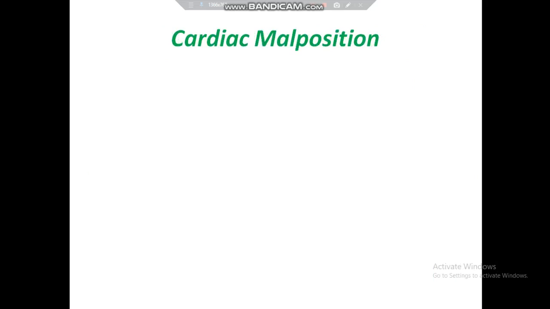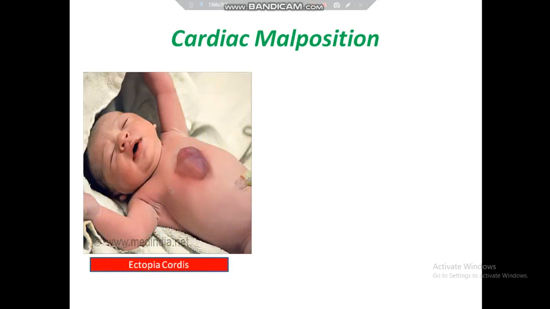Now, cardiac malposition. Here in this condition we have what is called ectopia cordis. The chest wall is not formed properly, not formed at all, so that the heart is only covered by the skin and it is exposed almost to the exterior. This is known as ectopia cordis.